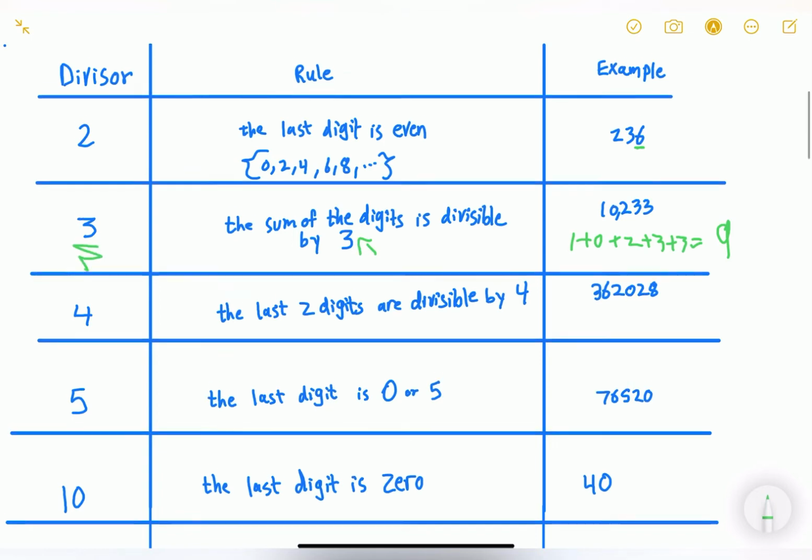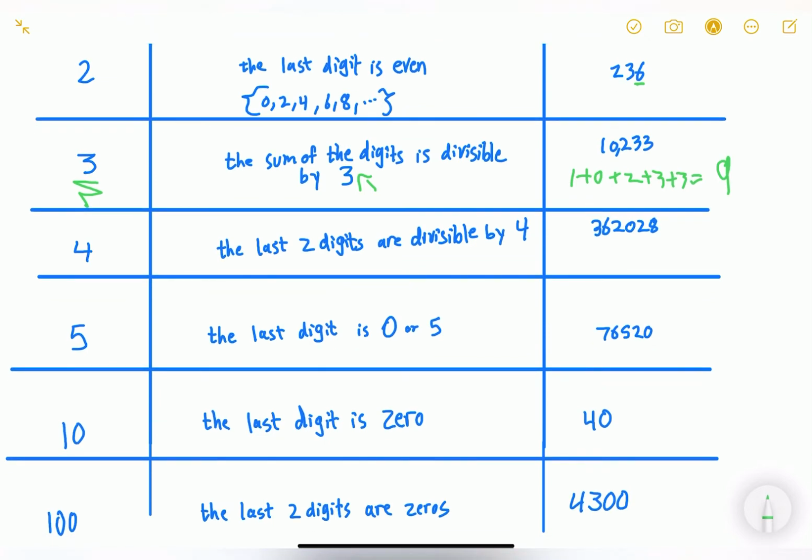Okay, now let's move on to number 4. A number is divisible by 4 if the last two digits are divisible by 4. So 28, is 28 divisible by 4? Yes, meaning that the whole number is divisible by 4. A number is divisible by 5 if the last digit is 0 or 5. So 76520. This number is divisible by 5. Why? Because it ends simply in a 0.